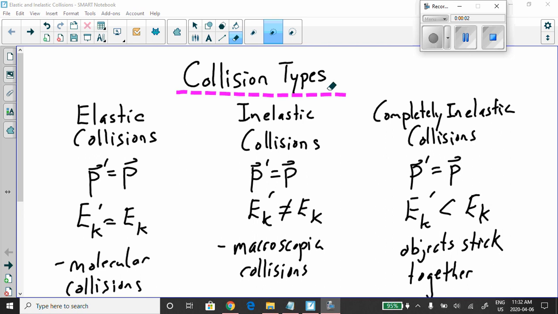All right, kids, we're going to study collisions again today. We're looking at momentum and things like that. We're going to take a greater look at collisions, a deeper look. There's three broad categories here. Let's go through them one by one.